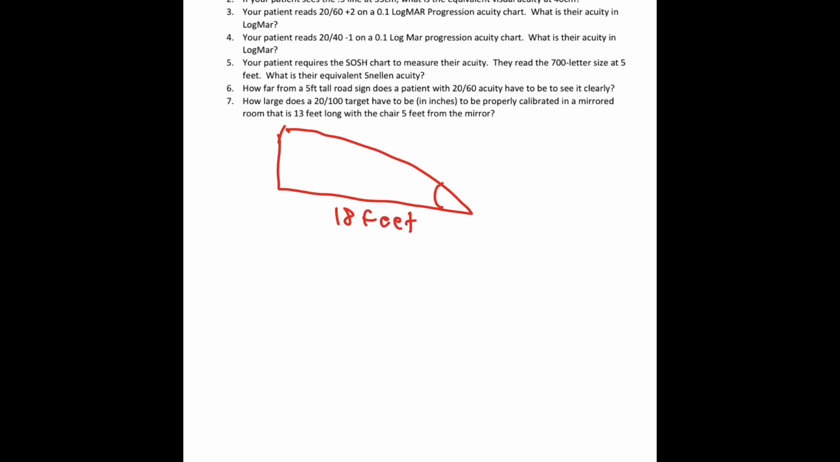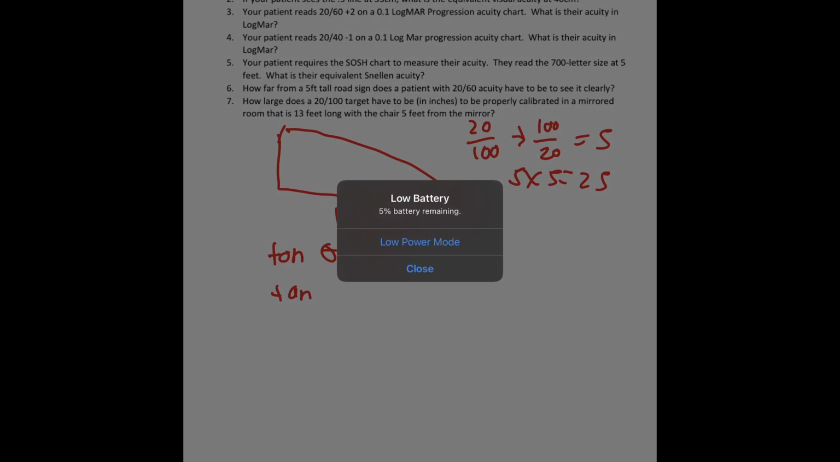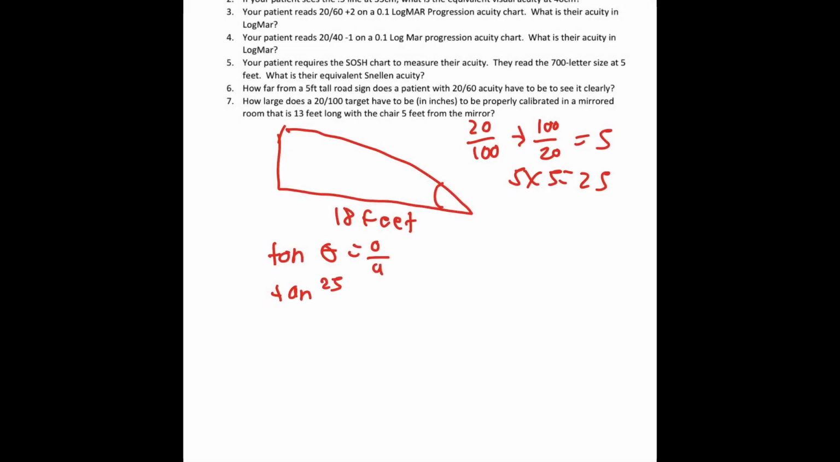And then we can figure out this angle from the acuity. So the acuity is 20/100. We do 100 divided by 20, we get 5. We have to multiply this 5 by 5 to figure out the theta. So 5 times 5 equals 25. So now we have our equation. Tan theta equals opposite over adjacent. Tan theta is 25 over 60 equals opposite, which we don't know, over adjacent, which is 18. So tan of 25 over 60 equals opposite over 18.